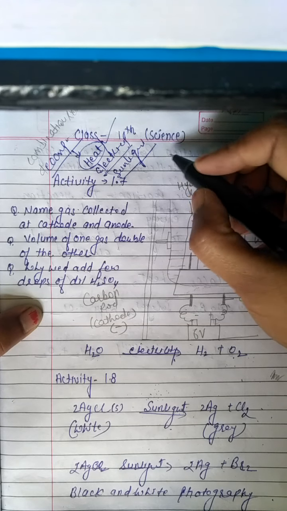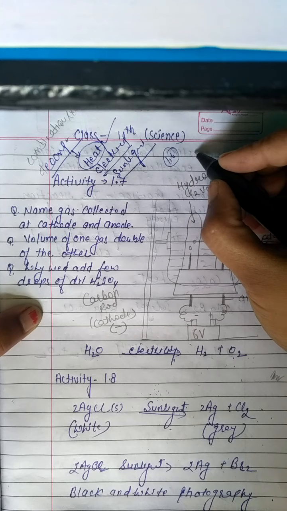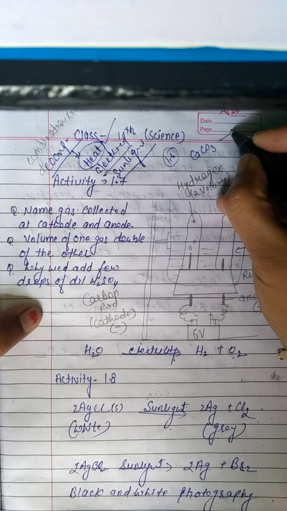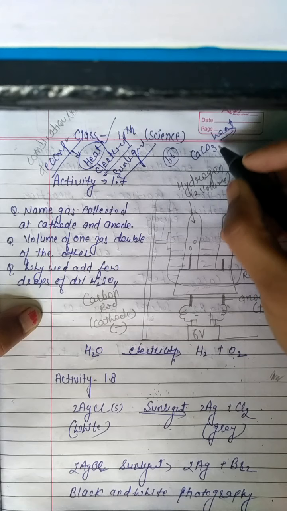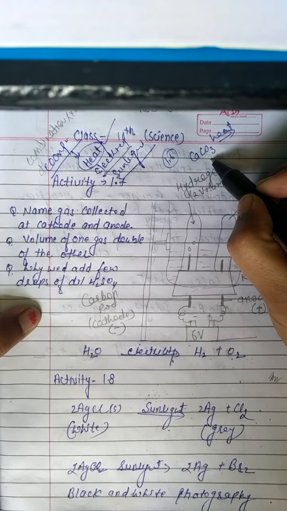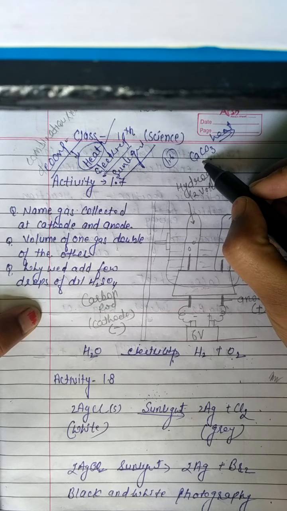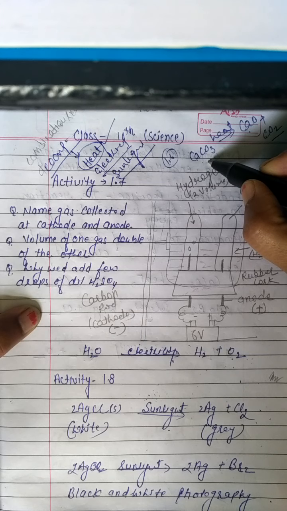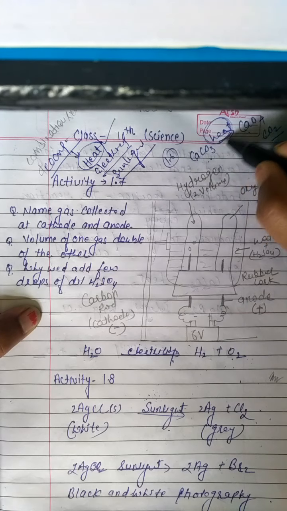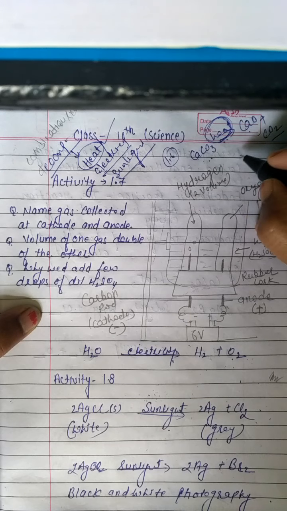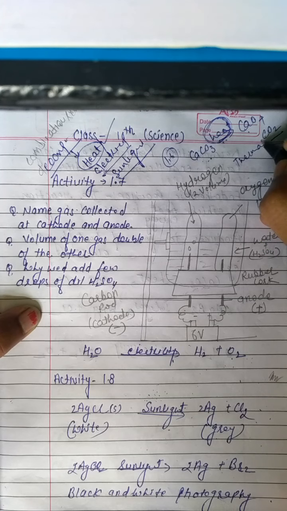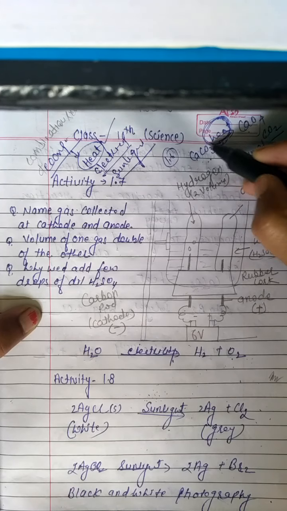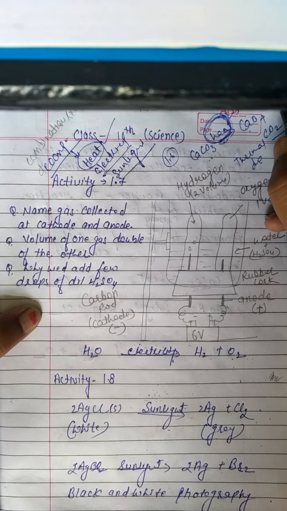Next, in activity 1.6, we discussed the decomposition that takes place in the presence of heat. We take the example of calcium carbonate. Decomposition of calcium carbonate forms calcium oxide and carbon dioxide is released. In this reaction, two products are formed from a single reactant, and the reaction takes place in the presence of heat. So it is an example of thermal decomposition.